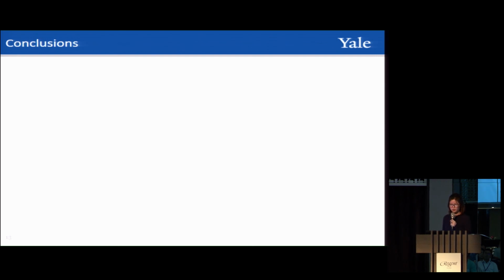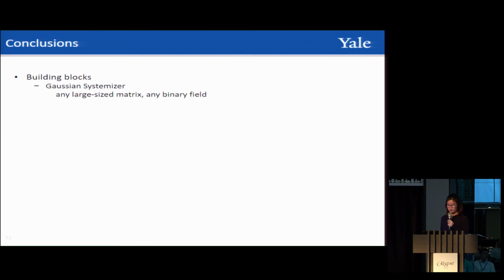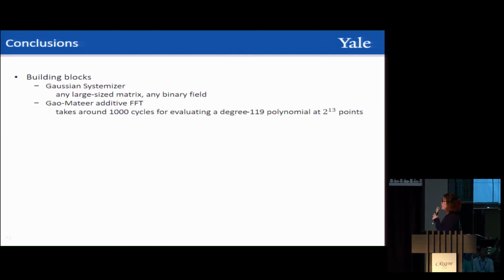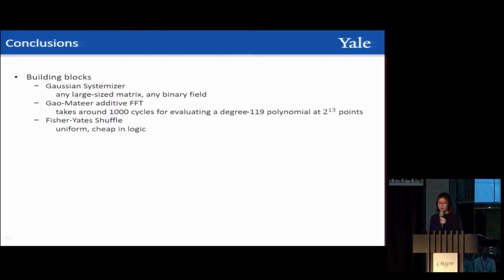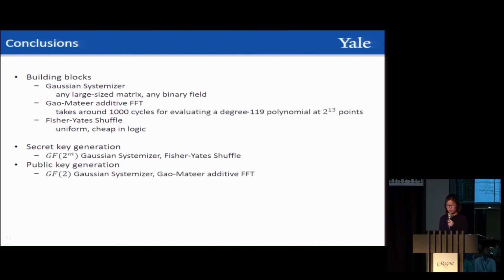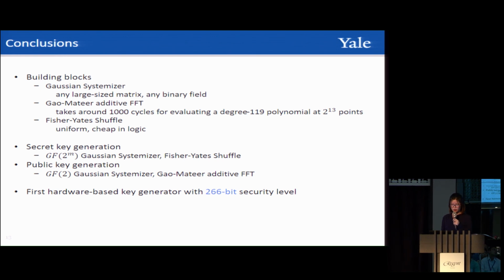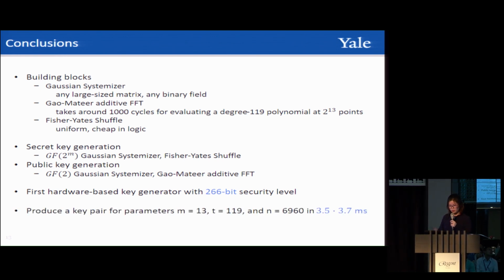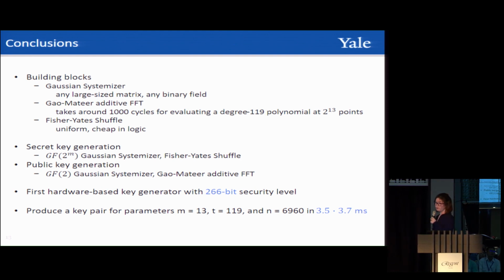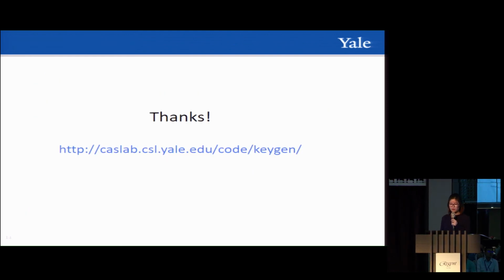So to conclude, we built 3 modules: Gaussian system method, additive FFT, and Fisher-Yates shuffle. And by combining these modules, we successfully generated secret key and public key. And we provided our design, which provides a 266-bit security level, which is able to generate key pairs within 3.7 milliseconds. And our code is made public. You can access it through our lab webpage.